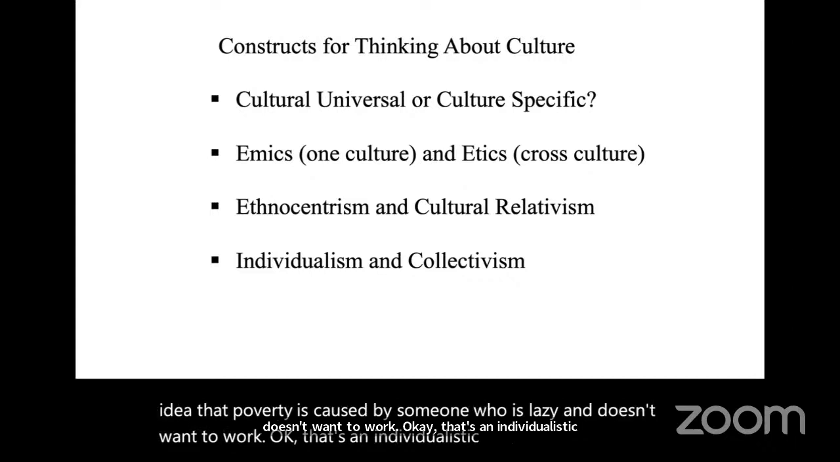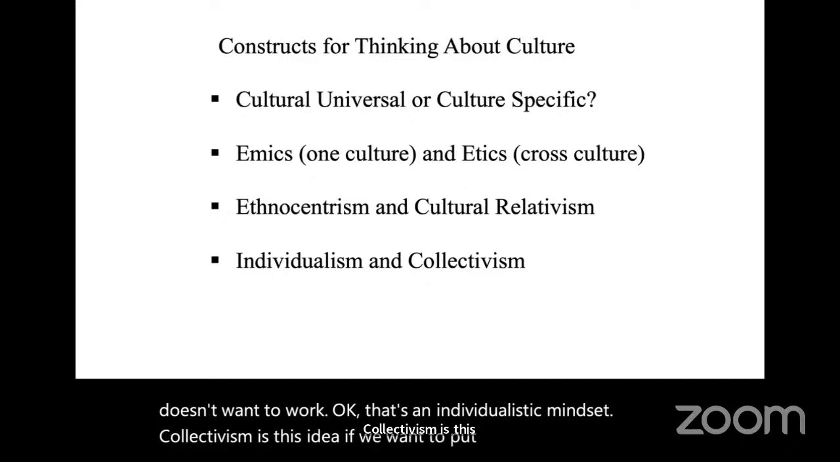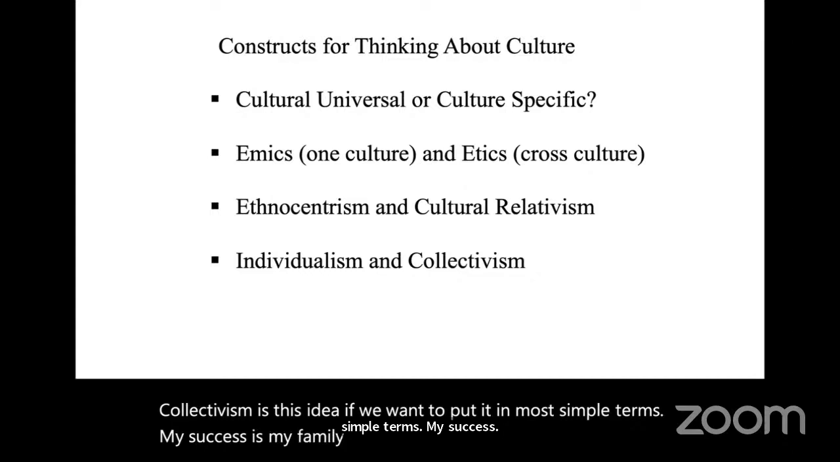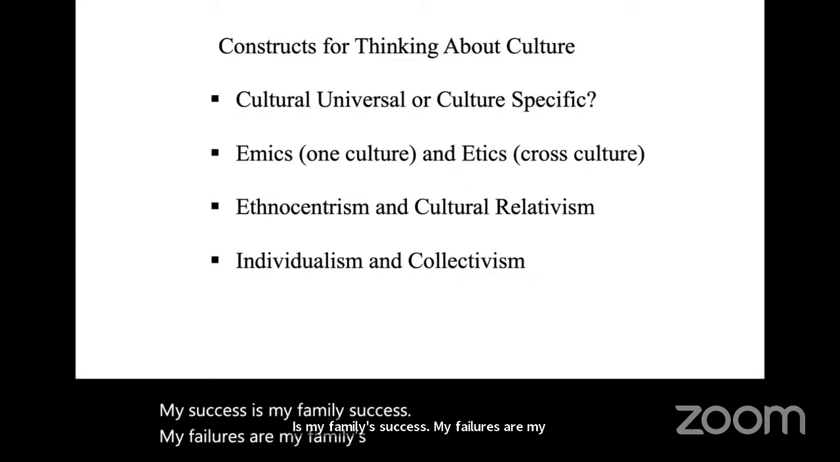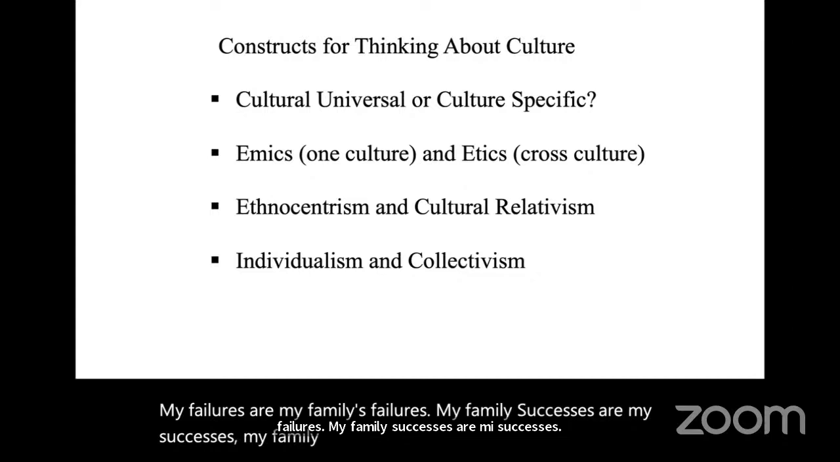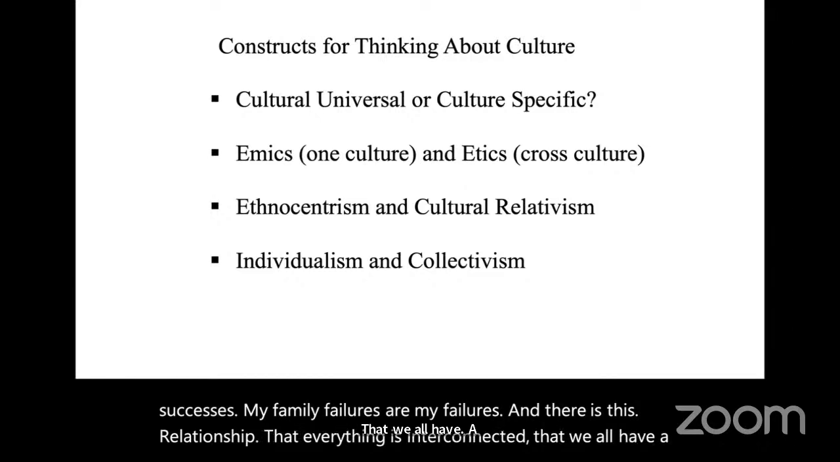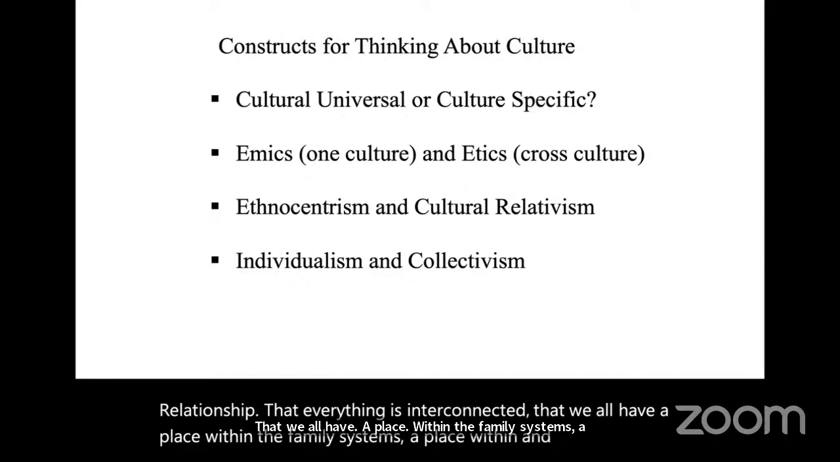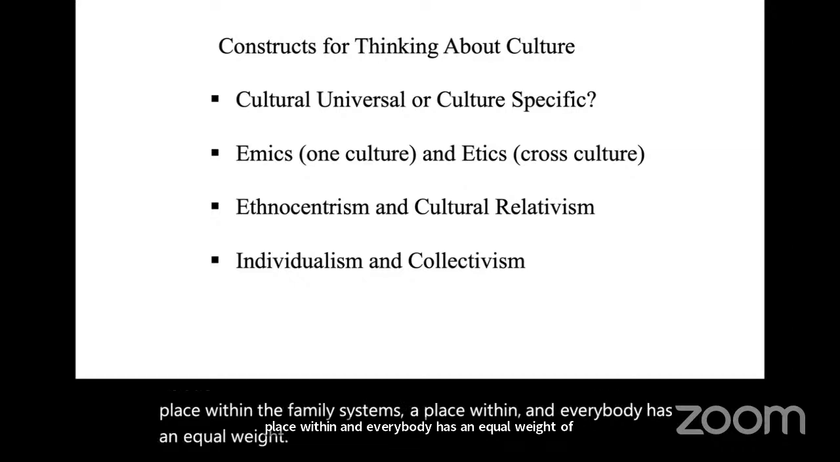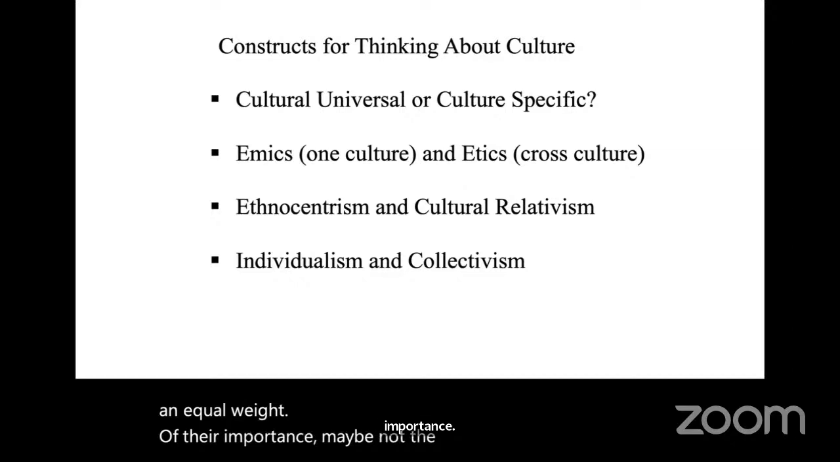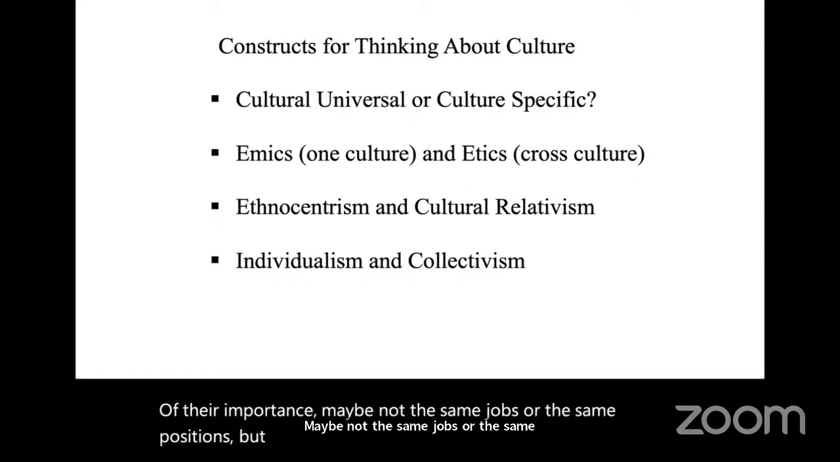Collectivism, put in the most simple terms, is this idea: my success is my family's success. My failures are my family's failures. My family's successes are my successes. My family's failures are my failures. There is this relationship that everything is interconnected, that we all have a place within the family system, and everybody has an equal weight of importance. Maybe not the same jobs or the same positions, but everyone is seen as equal.